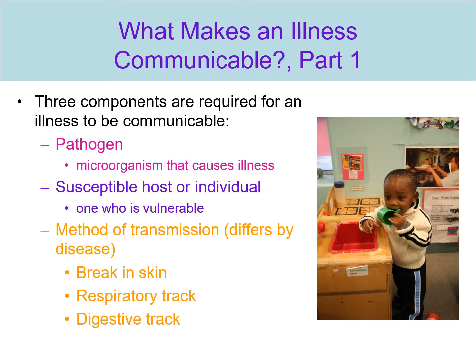There are three components that are required for an illness to be communicable or passed from one to another. A pathogen is needed, and that's a microorganism that causes the illness. A susceptible host or individual, someone who's vulnerable to the illness. And then some sort of method of transmission, and that differs depending on the disease. It might transmit through a break in the skin, through the respiratory tract, or from the digestive tract.